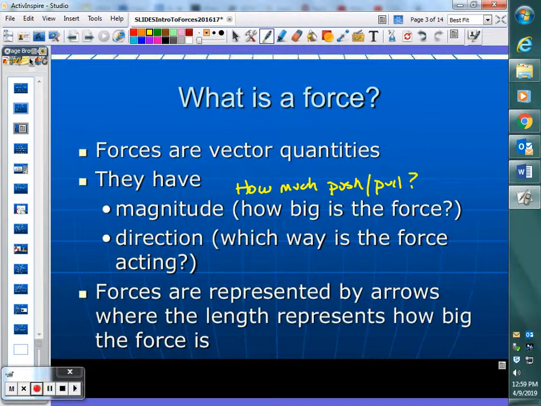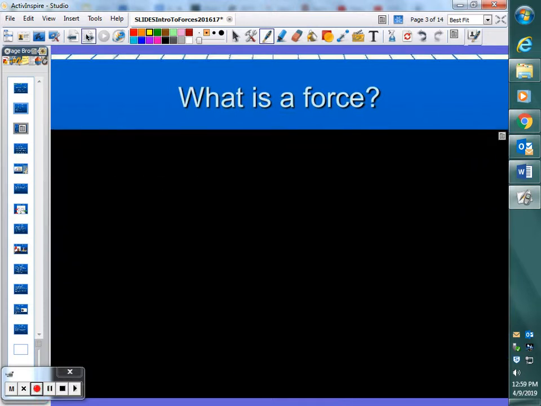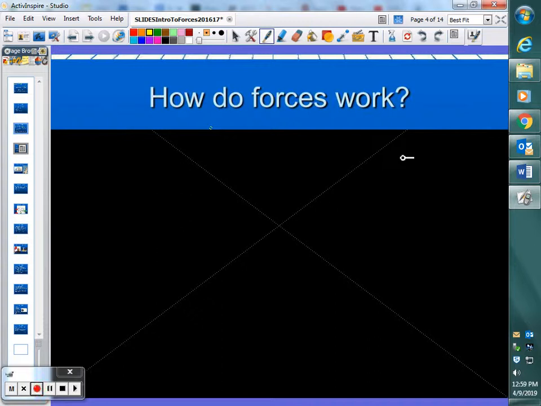Generally speaking, we try to draw the length of the arrow to represent its magnitude, right? So if you have one force that's pushing with a force of 8 and another force that's pulling with a force of 4, the force that's 8 should be about twice as long as the force that's 4. All right, good? Okay.